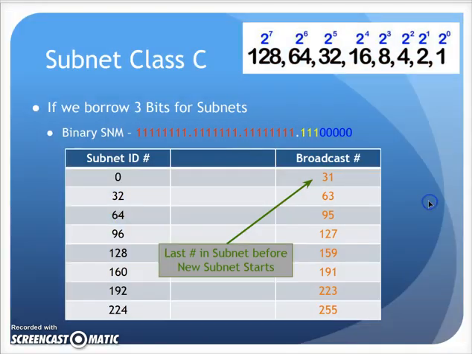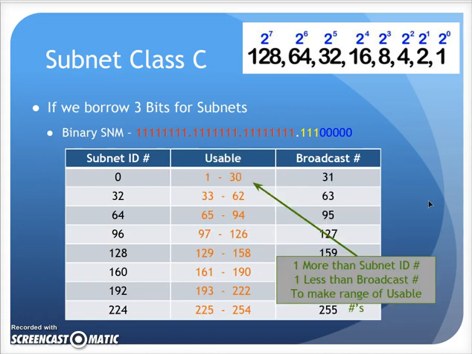So now I have a chart where it shows me my network numbers on the left, my broadcast numbers or broadcast addresses on the right. In the middle is going to be my usable addresses. And the usables will be one more and one less. I will go one more than the network number, which would be 1. One less than the broadcast, which would be 30. So my usables go from 1 to 30.